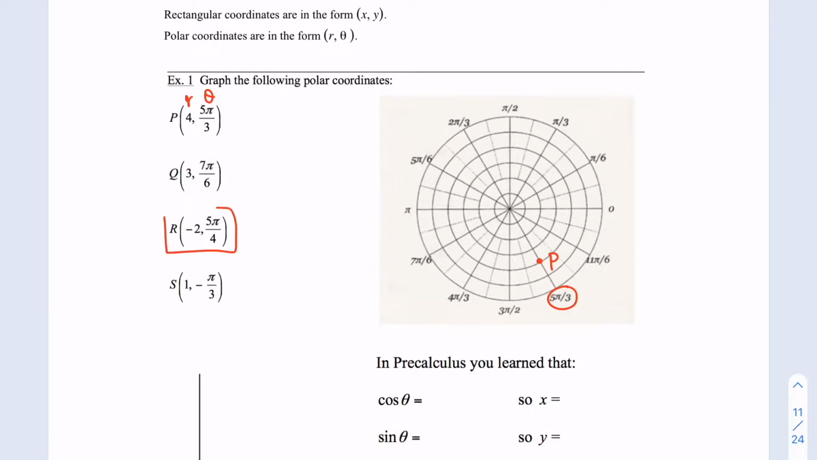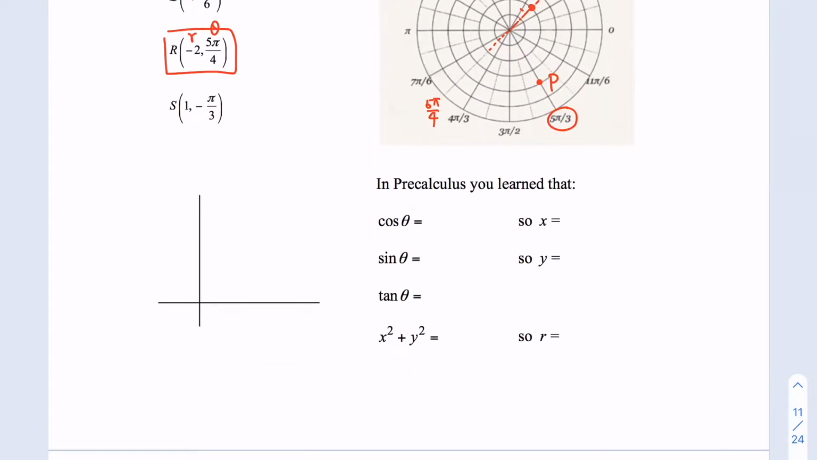If you look at point Q, point R, r equals a negative value, theta equals 5 pi over 4. 5 pi over 4 is here. R equals negative, that means we are going to the opposite direction of 5 pi over 4. So point R is right here.